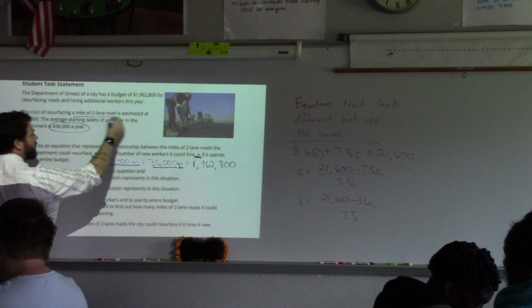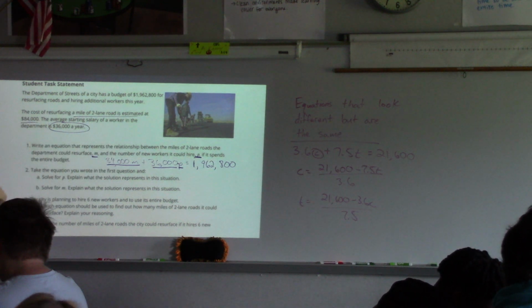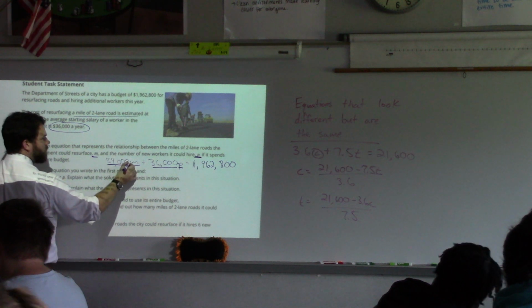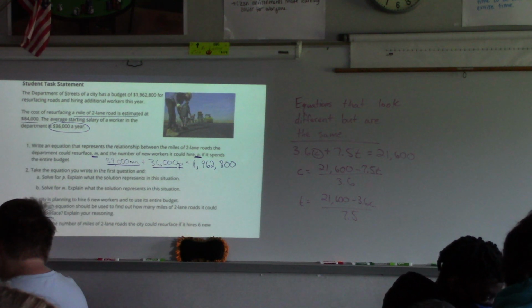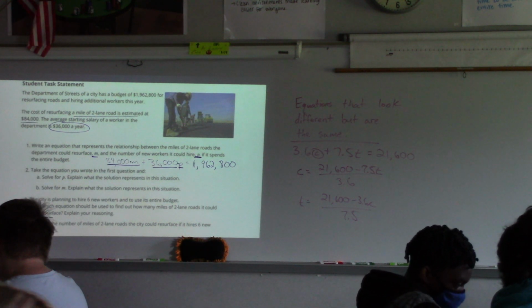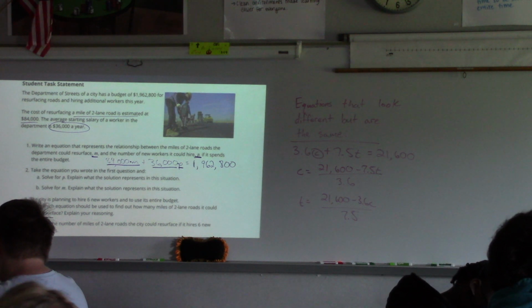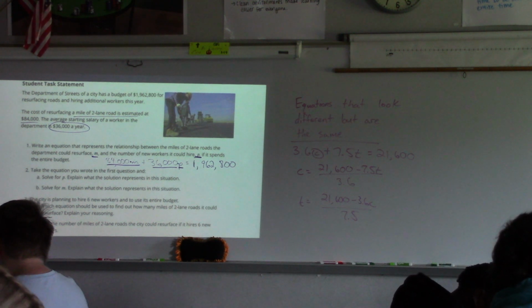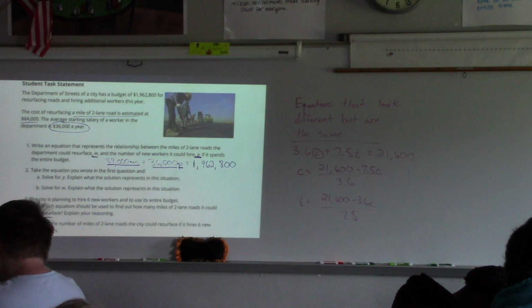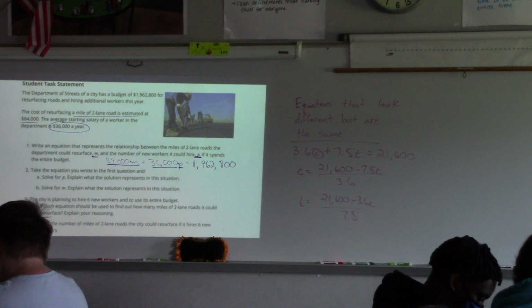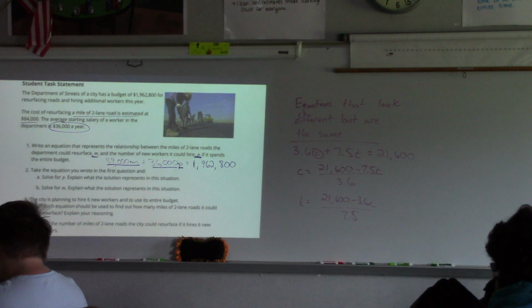So that is the cost of resurfacing a 2-lane road, mile of 2-lane road. So why is it being multiplied by M? Why is it not just 84,000? Okay, so why do we need to multiply by how many miles? Okay, so it's more than one, there's something else we need to add in there.